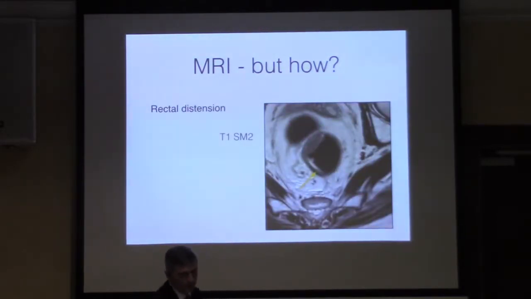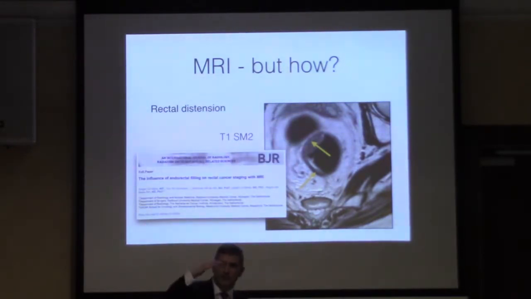This is just an example of an early cancer where we can see the detail of the submucosa separate from the muscularis propria in this anteriorly placed SM2 lesion. That is a tumour which is invading into the middle of the submucosa. And there's good evidence that, with decent MRI, we should be able to detect these tumours. And as I say, I'm going to spend a bit more time on this later on.